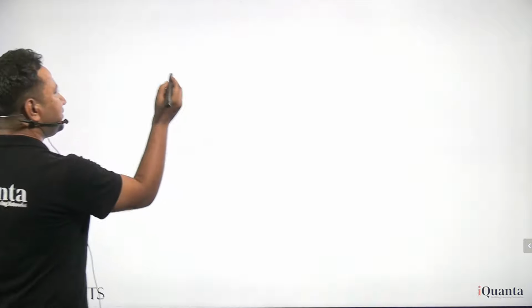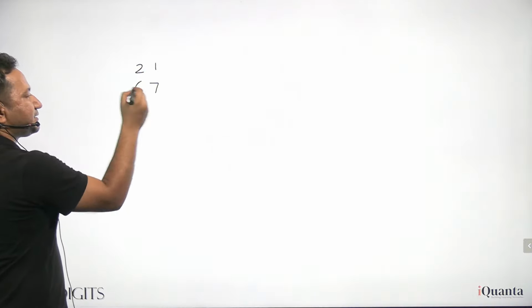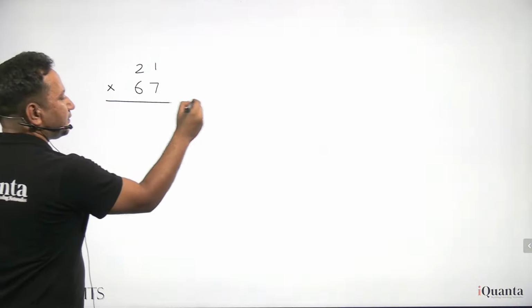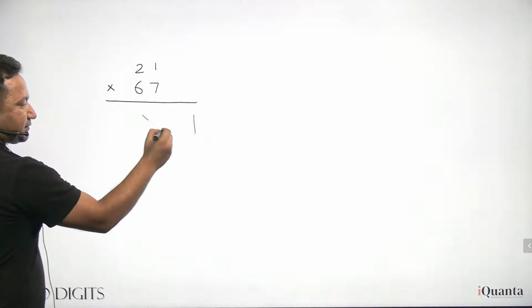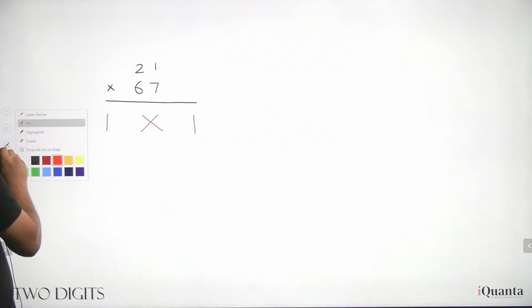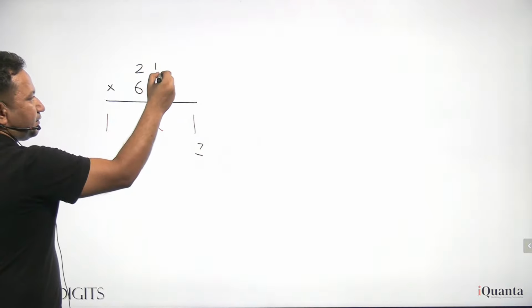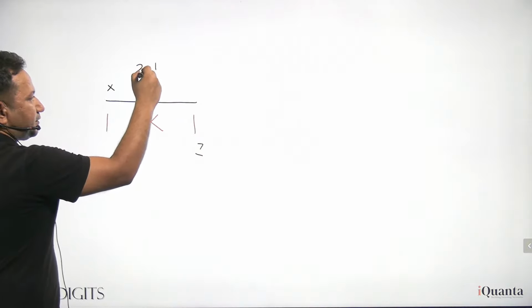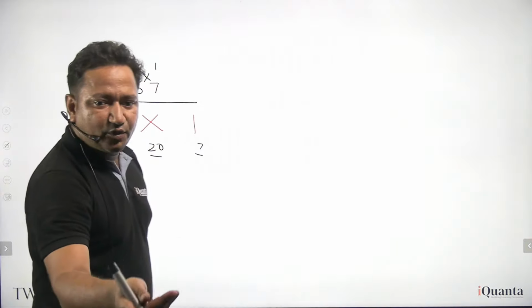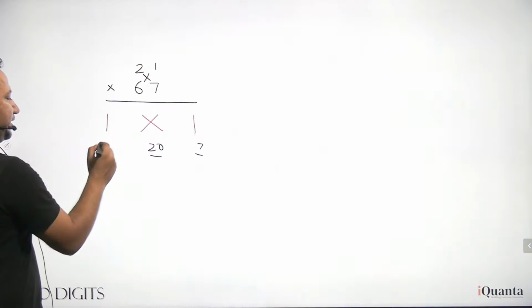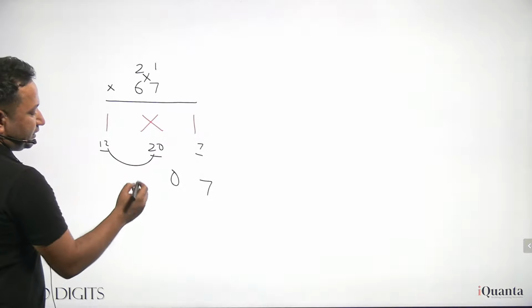One more example. 21 multiplied by 67. The symbol is this. 1 seven is 7. 2 sevens are 14, 1 six is 6. We get 20 over here. 2 sevens are 14, plus 1 into 6. Similarly, 2 sixes are 12. 7, 0, 2 goes forward, we get 14.